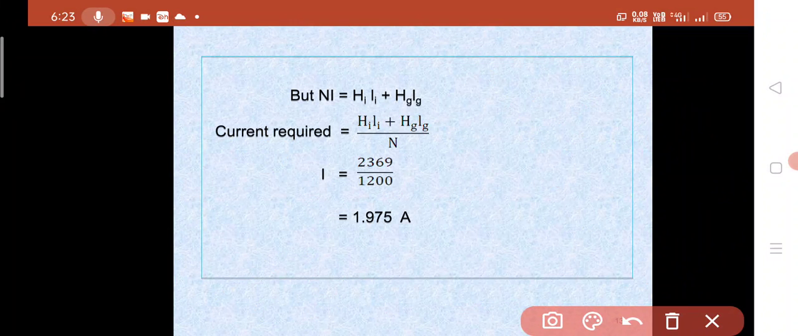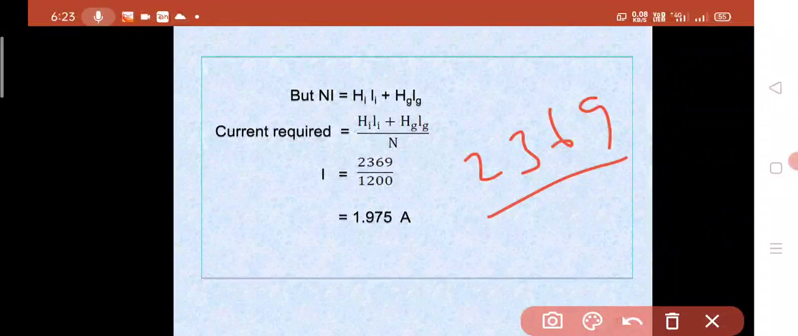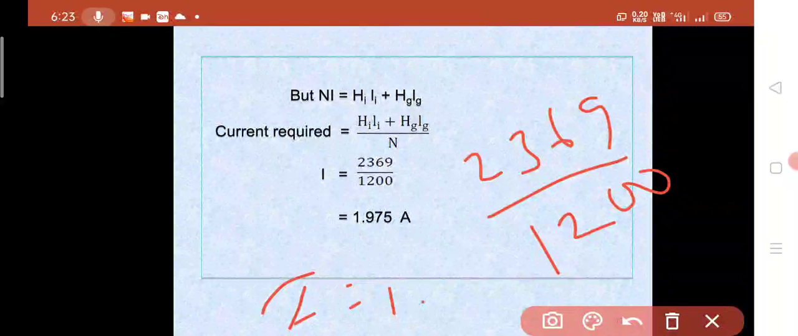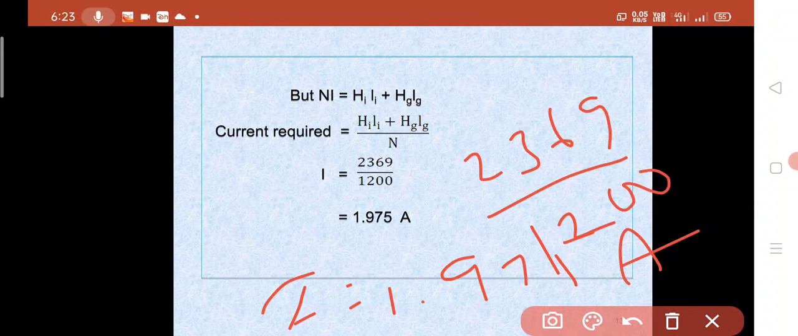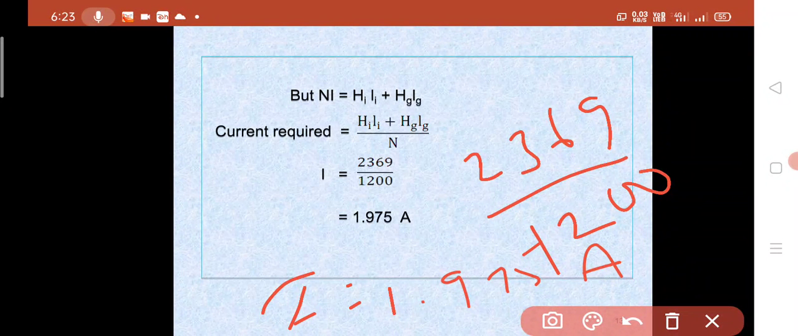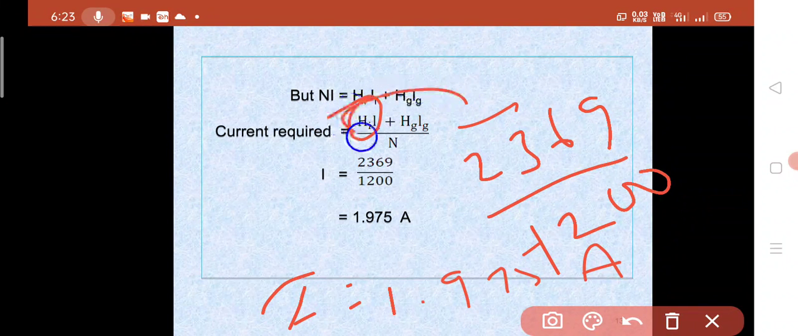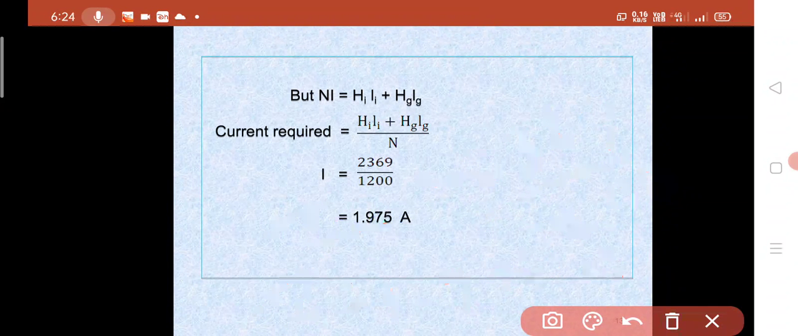So total ampere turns, Hi Li plus Hg Ig, this total value is 2369, and N is equal to 1200. So the current I is equal to 1.975 amperes. So the total current is 1.975 amperes.